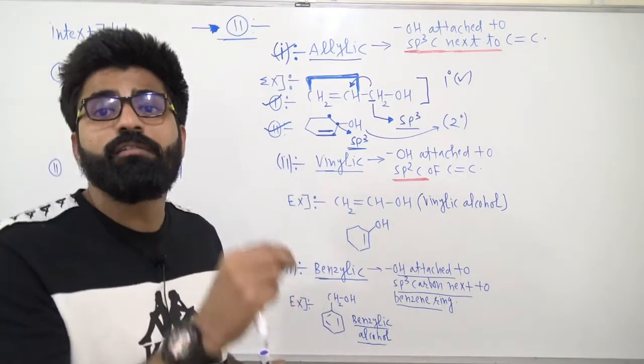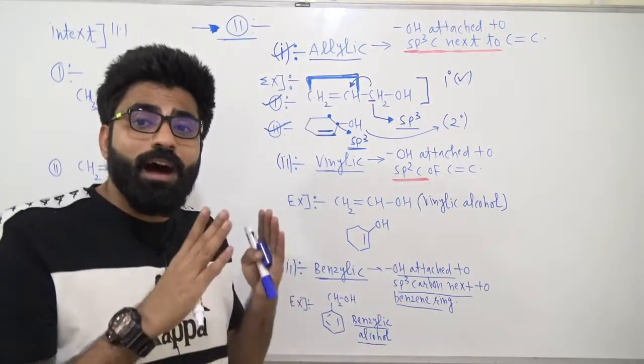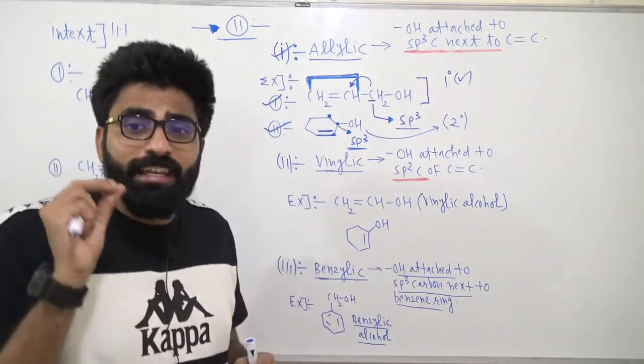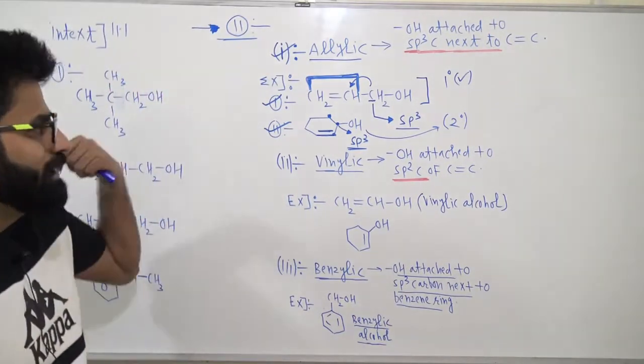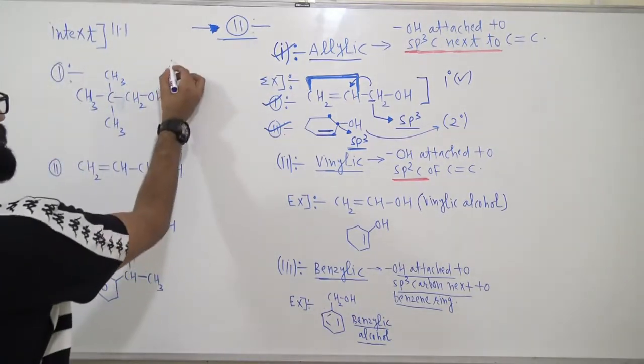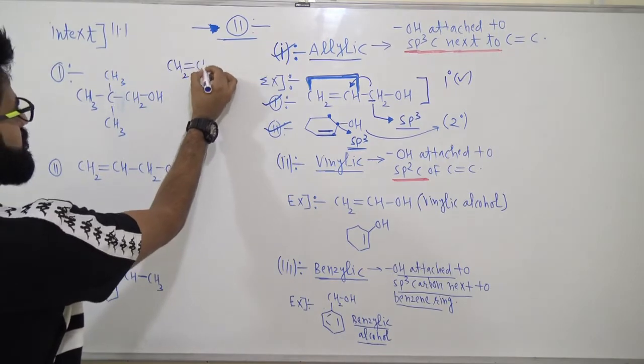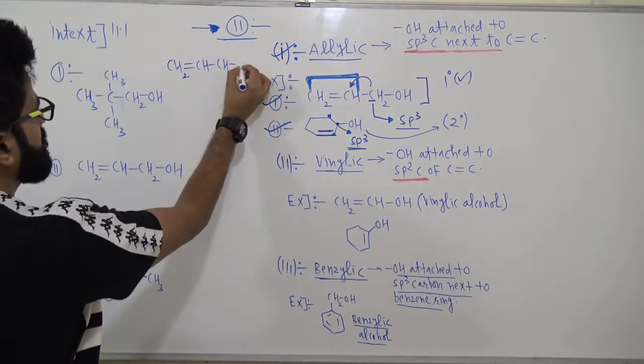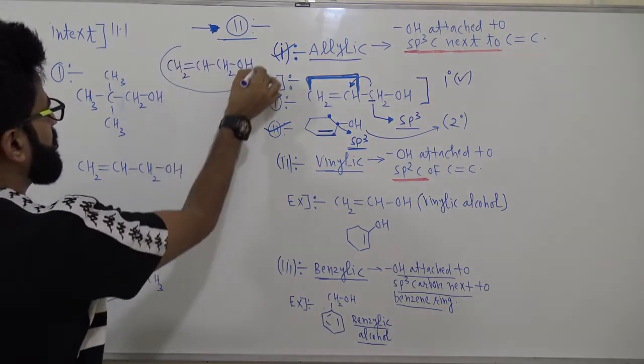Draw the structure of allylic alcohol. Whenever they ask this, let me tell you, in common naming we call this alcohol allylic alcohol. This alcohol, CH2=CH-CH2OH, is called allylic alcohol.